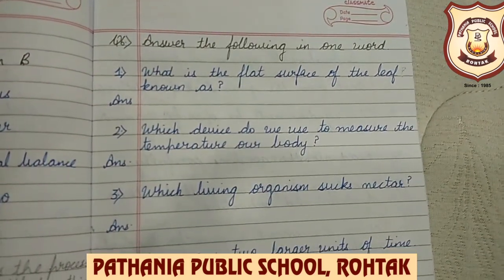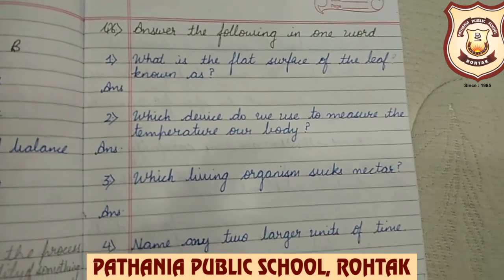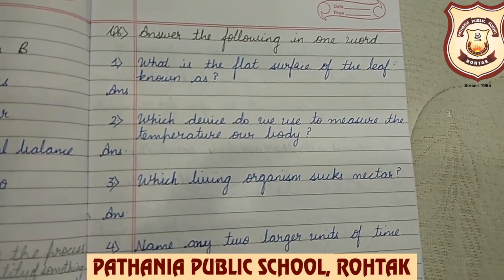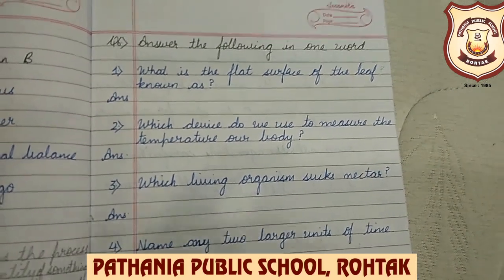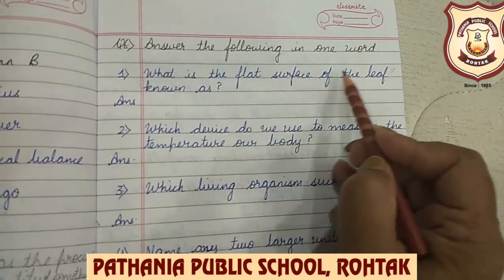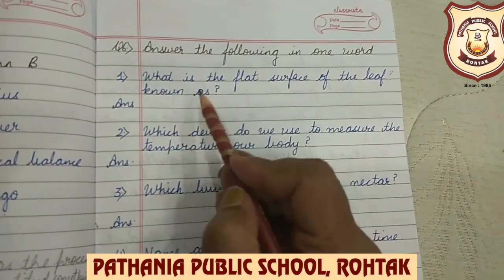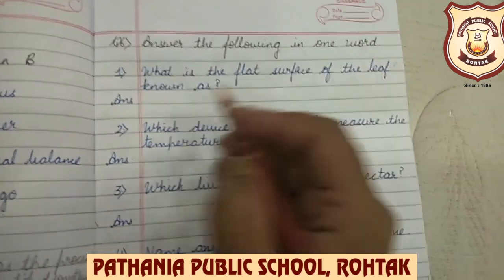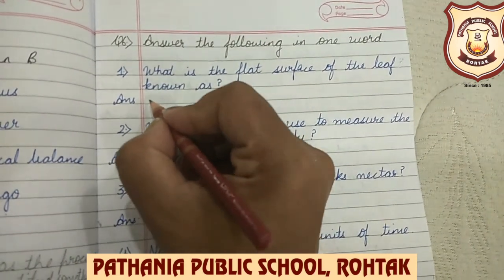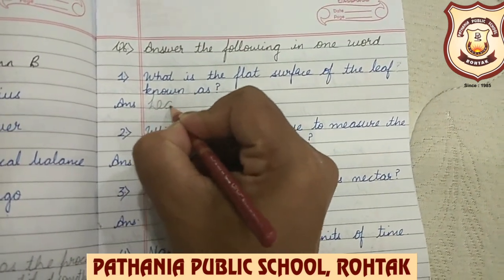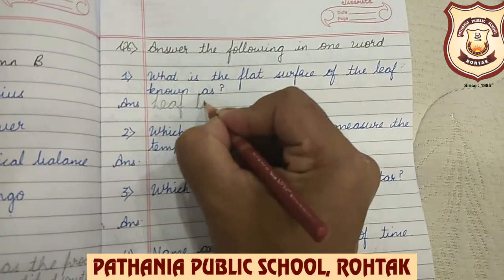Now beta, come to question number 6. Your question number 6 is answer the following in one word. Here some questions are being asked from you and you need to answer them in one word. Now first is what is the flat surface of the leaf known as? Yes beta, flat surface of the leaf is known as leaf blade. So here we will write down leaf blade.